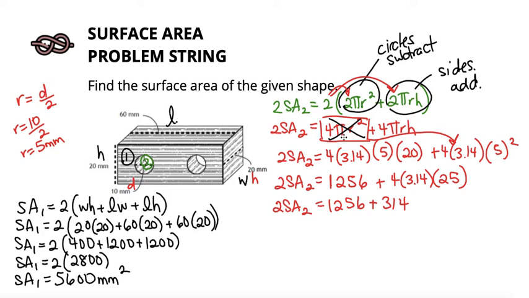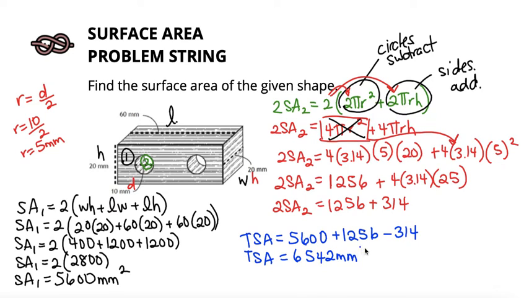So I needed to have calculated this so that I could, so I don't actually want to remove this from my formula, so that I can subtract it from there. So my total surface area, I apologize if that was a little confusing. Let me know if you have any questions. My total surface area is, I'm going to take my 5,600. I'm going to add the sides of my cylinder, but I'm going to subtract the circles. And that gives me a total surface area of 6,542 millimeters squared.